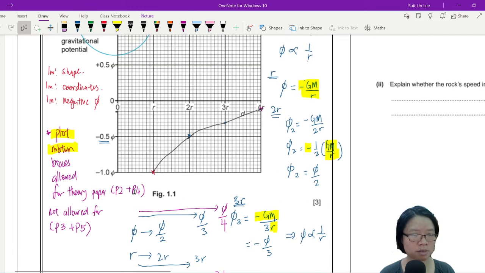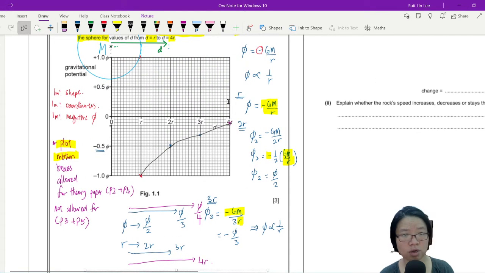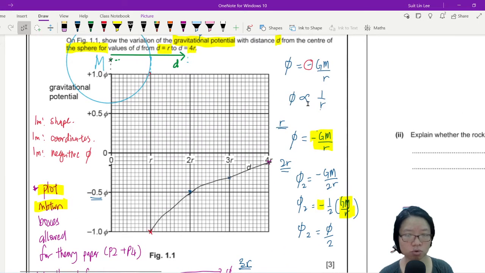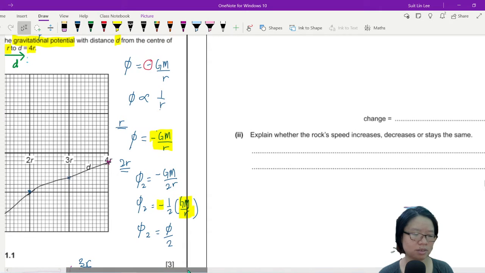I spent some time talking about this. Okay, so make sure you are clear with how to deal with a relationship that looks like this. Okay, we're gonna move on now.